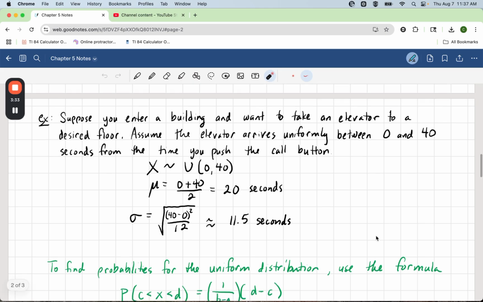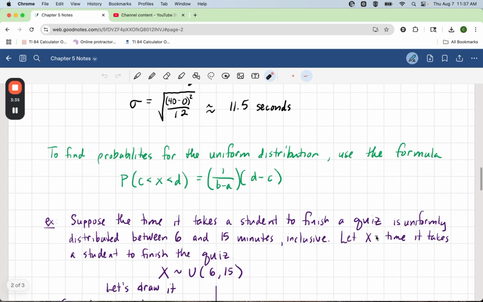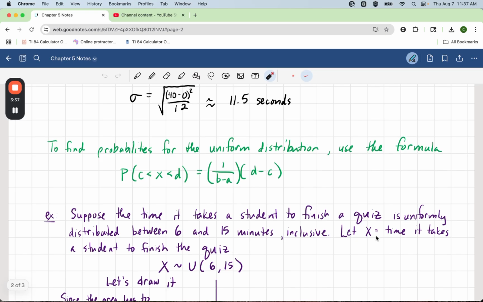The probabilities, we are going to use this pretty simple formula to find probabilities. Probability that x is between c and d equals 1 over b minus a times the length d minus c. All right, so let's do an example.